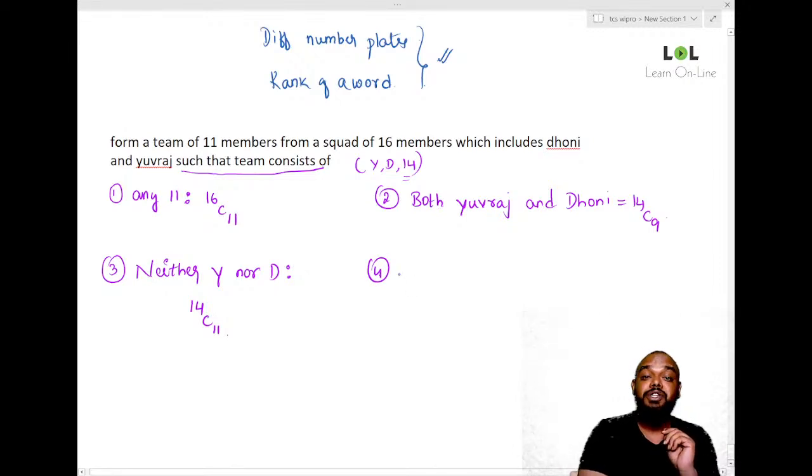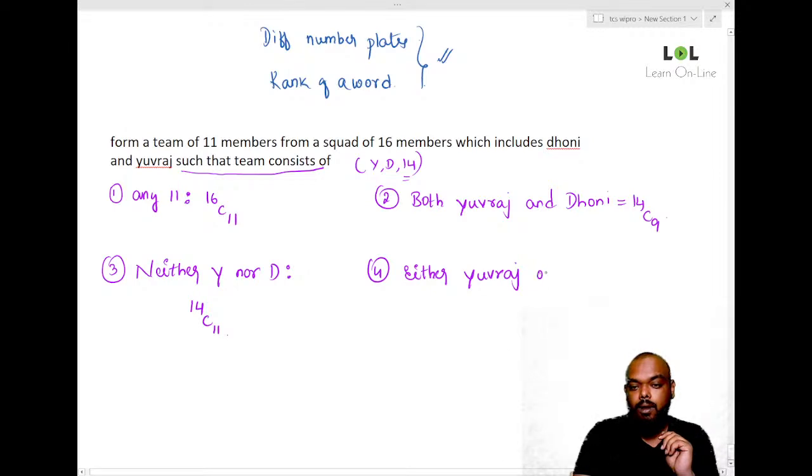Suppose I ask you a question in this way, such that a team consists of either Yuvraj or Dhoni, but not both.